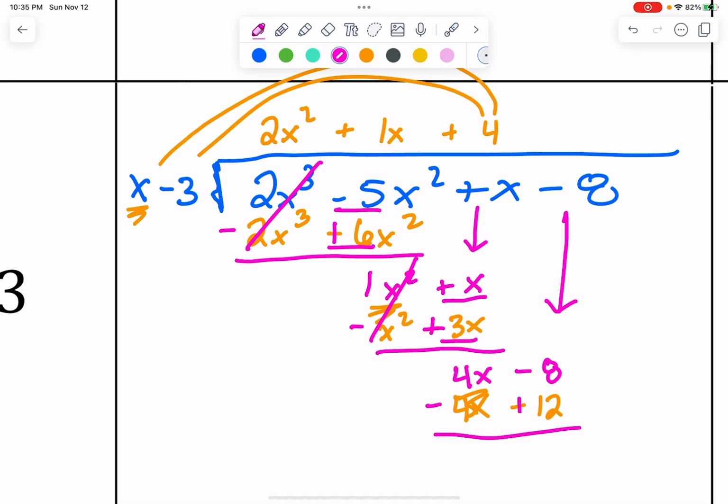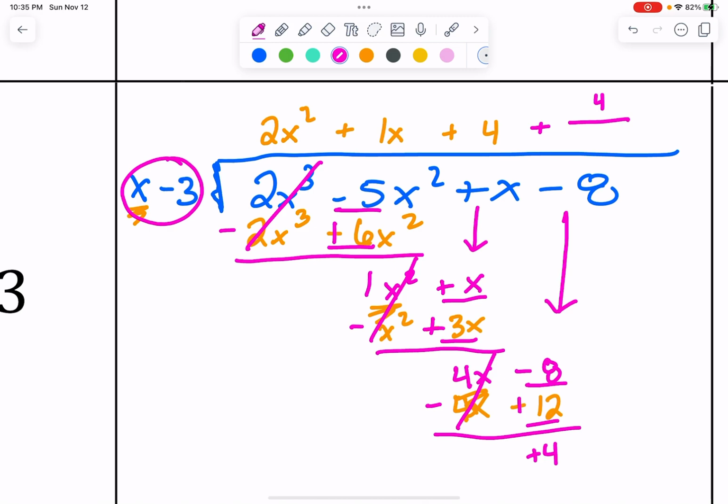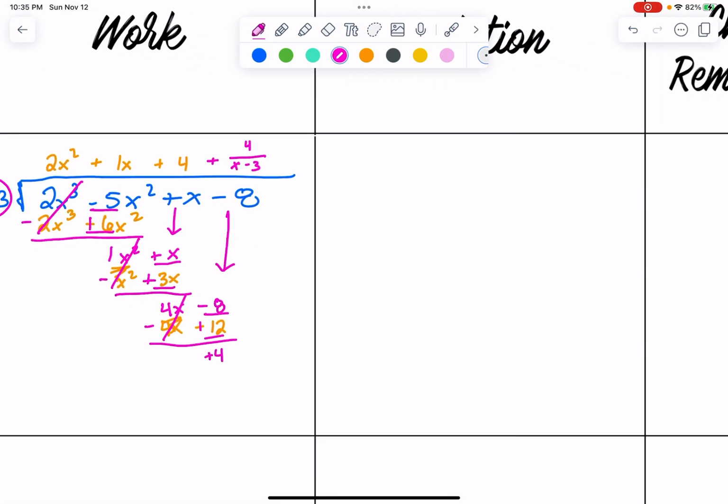So negative and positive, these two cancel, and negative 8 plus 12 is a positive 4. Okay, and that's what my remainder is going to be. So I do plus 4 over, I was dividing by x minus 3, so x minus 3 goes there, and that's what my solution is. So I'm going to recopy it over there and make it really nice.